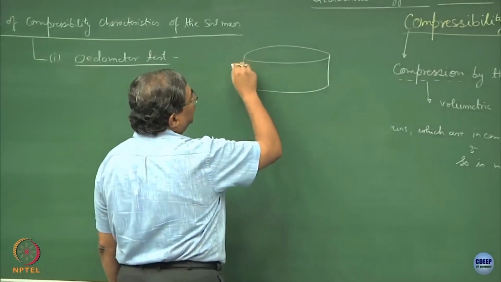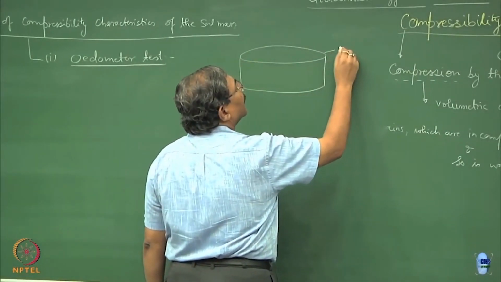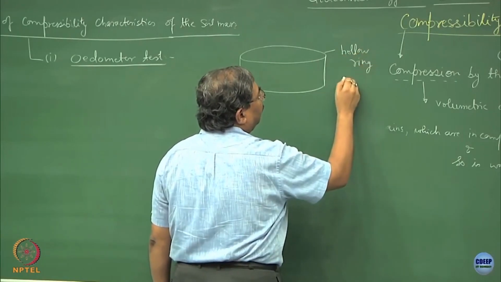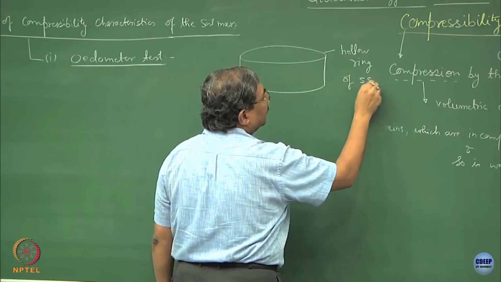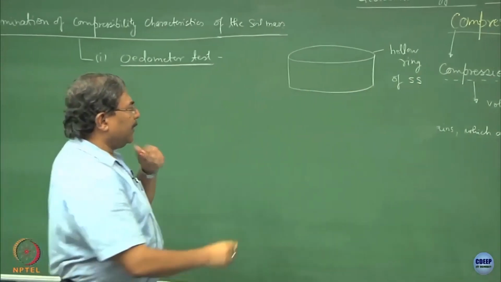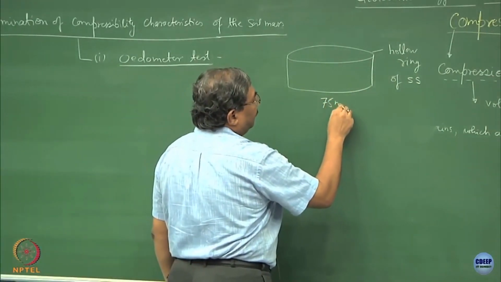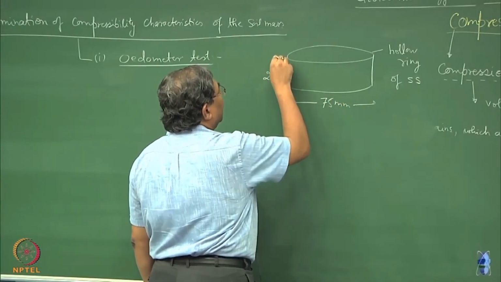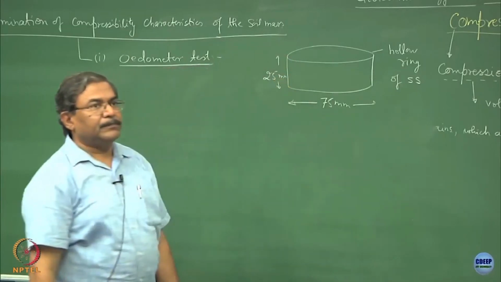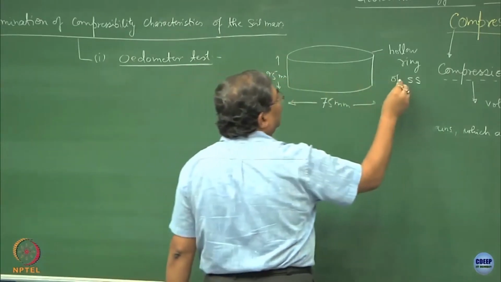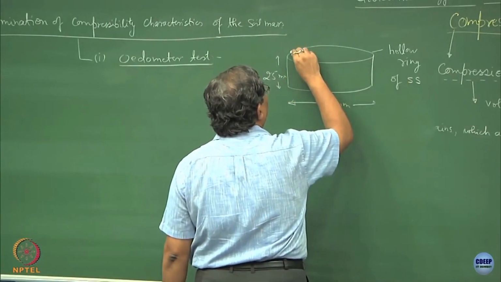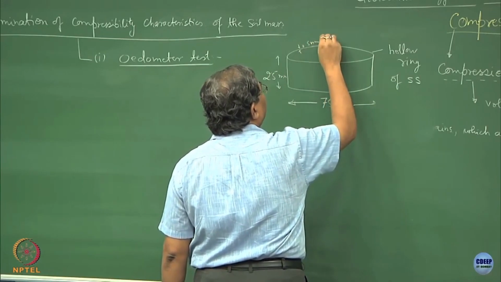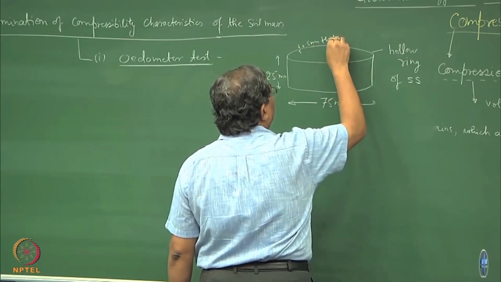So, this is a hollow ring of steel, stainless steel, normally 75 mm in diameter and 25 mm in height, and made up of about 0.5 mm thick metal.